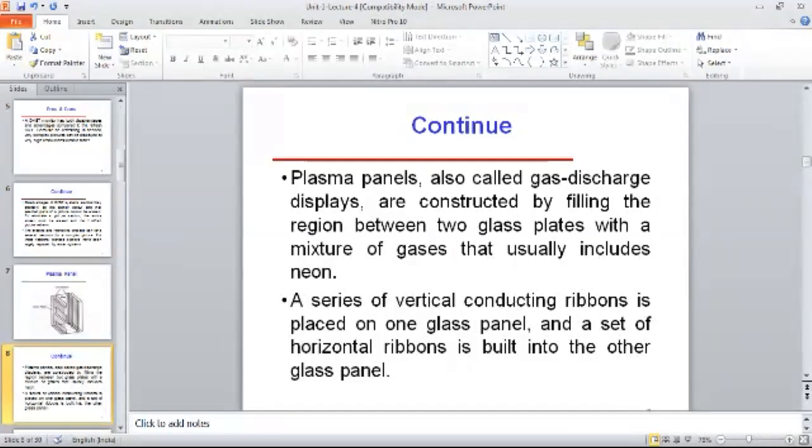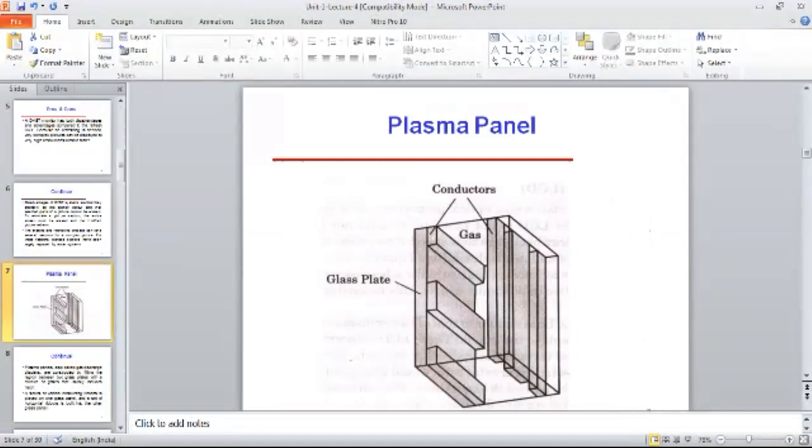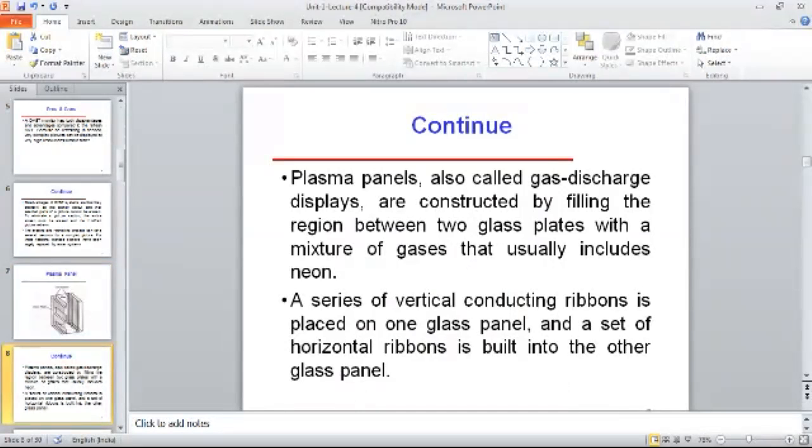A series of vertical conducting ribbons is placed on one glass panel, and a set of horizontal ribbons is built into the other glass panel. So there are two glass panels we use here. One is called the vertical and another is called the horizontal, in the form of ribbons.